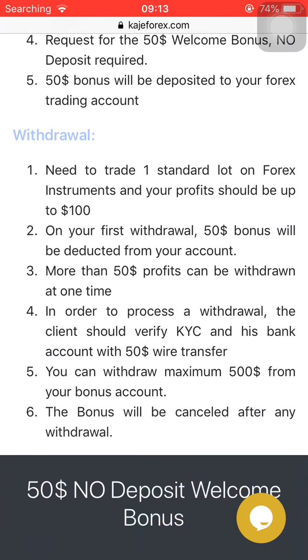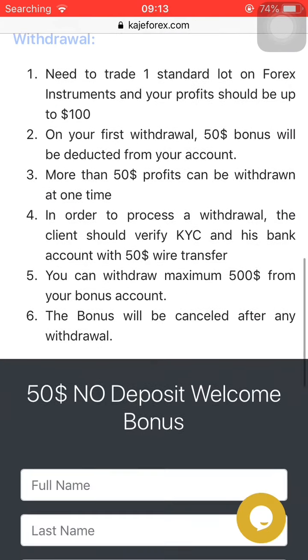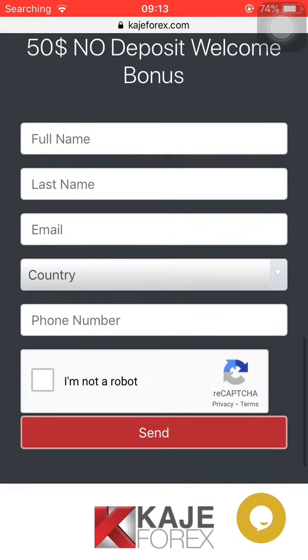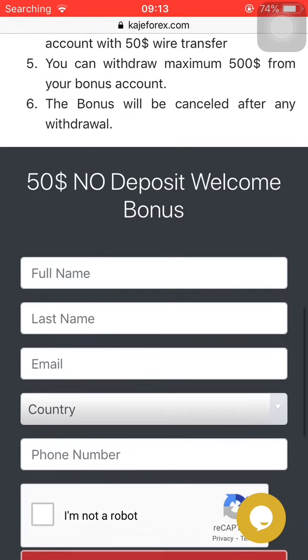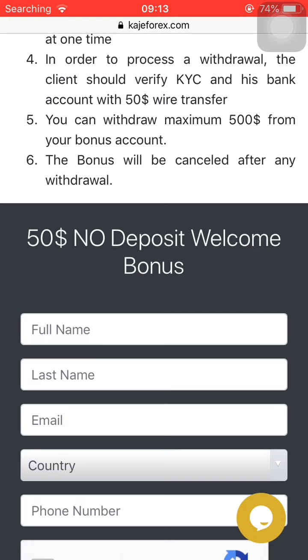The bonus will be cancelled after any withdrawal, and this is obviously the case on all the brokers. They use the terms that the bonus will be cancelled after the withdrawal. This is how to register, guys. I'm not going to fill in my information because you know it already, and I'm just going to read and look for you the regulatory information of this broker.